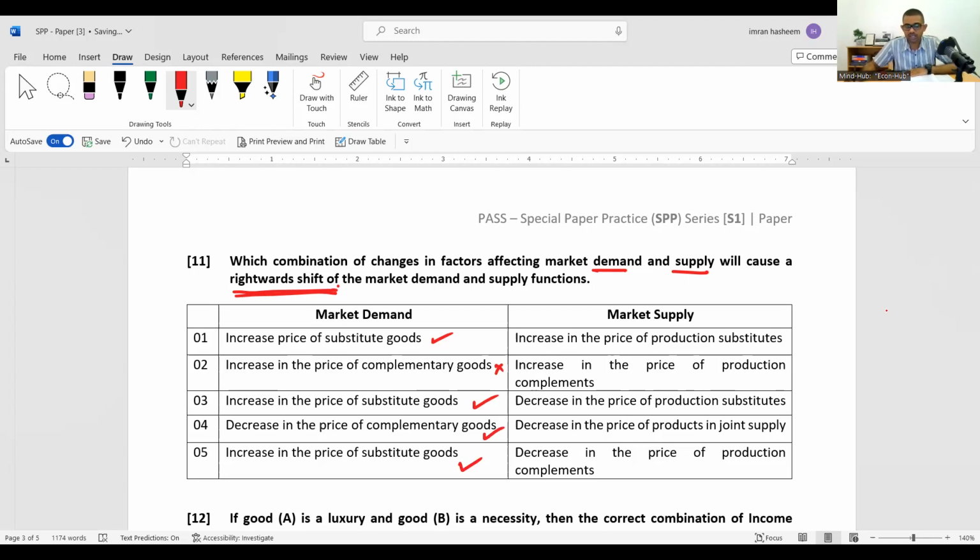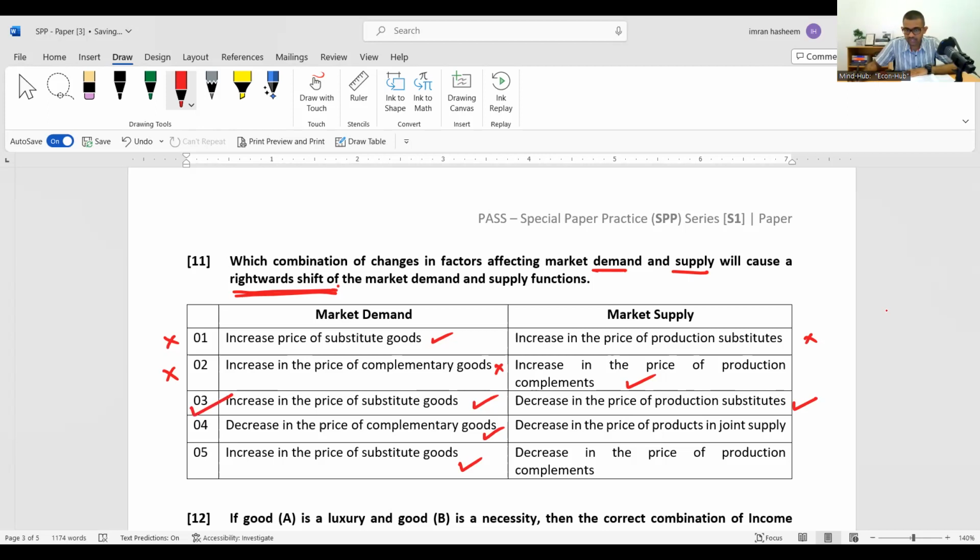Then on the market supply side, increase in the price of production substitutes? No, the supply for the given product will decrease. So that's out. So answer 1 is eliminated because for demand it's right, for supply it's wrong. Increase in the price of production complements? Yes, supply will increase, but here the demand side is wrong. So that's out. Decrease in the price of substitute goods? Yes, supply for the product under consideration will increase. We have two rights here on both sides. So third should be the correct answer.